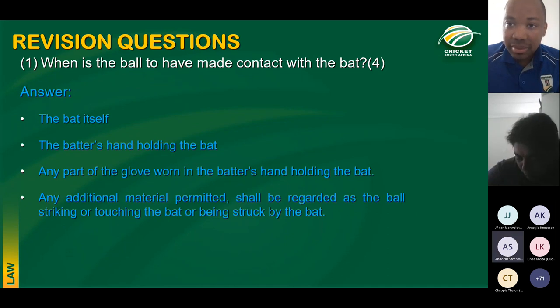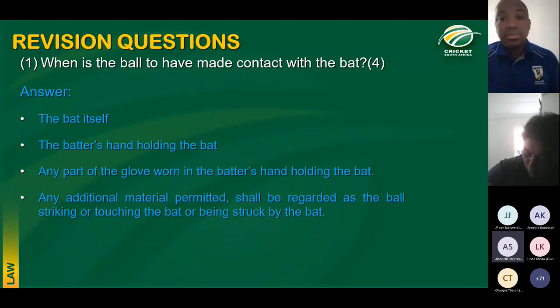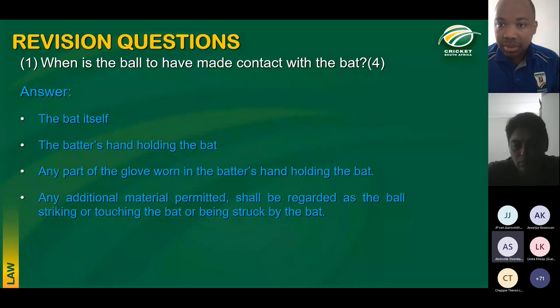So, Tom, are you able to see bullet point number 4, where they speak about any additional material permitted? Correct, yes. Examples of those are, as Chappie said, the grip. Another example is some batsmen do put toe guards at the bottom of the bat. That is also allowed as per the law. So if the ball makes contact with the toe guard and the ball gets taken cleanly by the fielding side, the batsman can be given out caught. So these are the four instances when the ball has made contact with the bat.